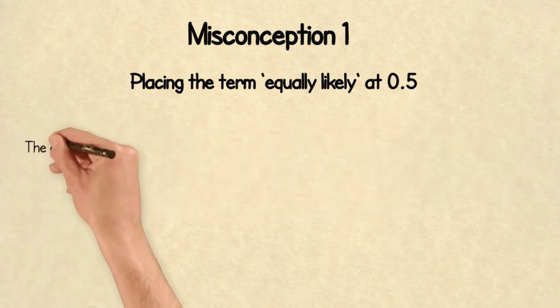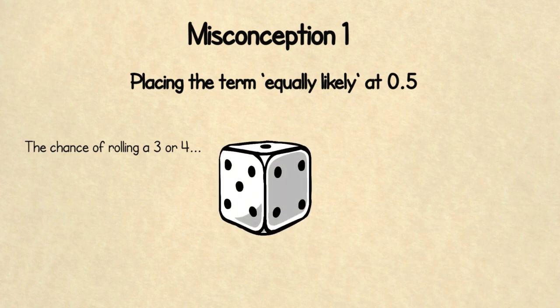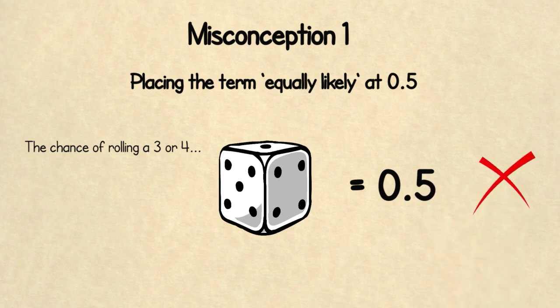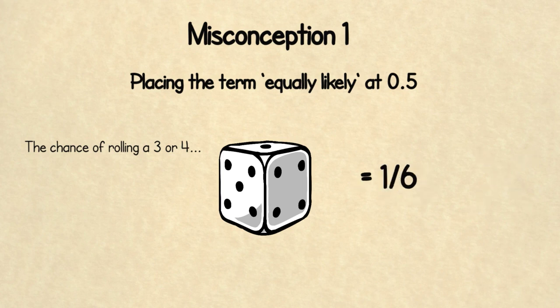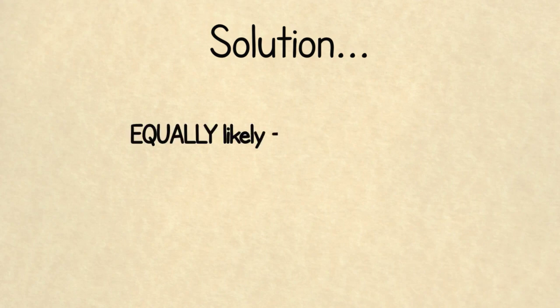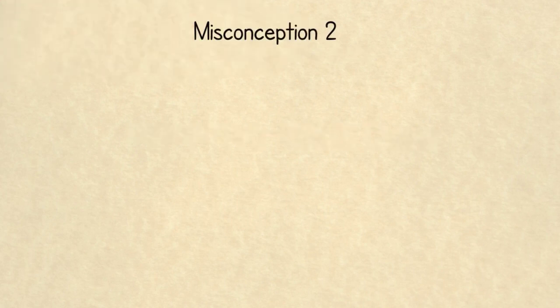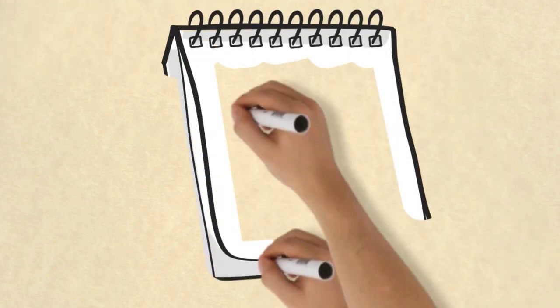For example, the chance of rolling either a 3 or 4 on a fair die is equally likely. But this does not mean that the chance of rolling either a 3 or 4 is 50 out of 50. In fact, it is 1 out of 6. So the solution to avoid this misconception is choosing a different term to refer to 50% chance, such as the term even chance. The second misconception we'll be talking about is experimental probability.